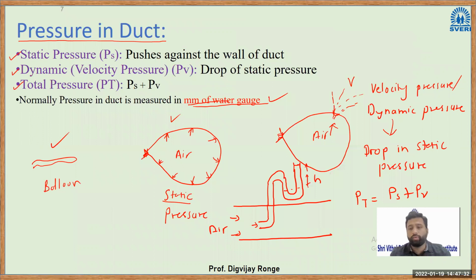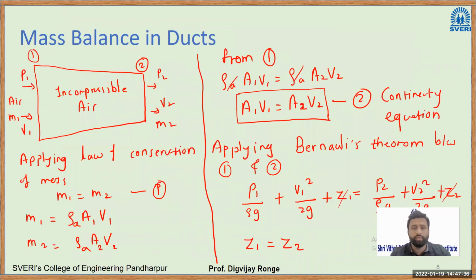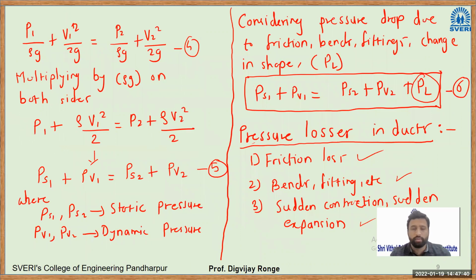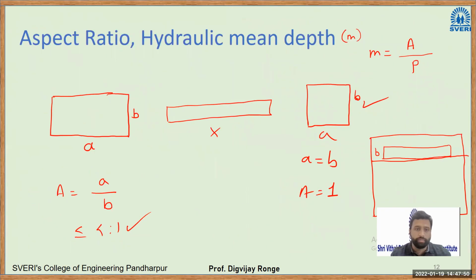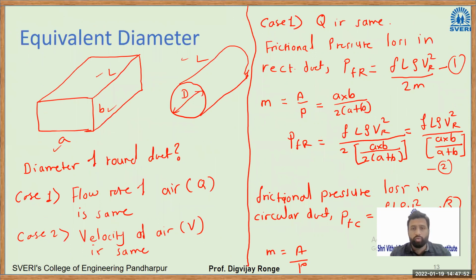Then there are two types of pressure, static pressure and dynamic pressure. We have applied mass balance and Bernoulli's theorem for the ducts. Then we have calculated frictional pressure losses for various cases, like for straight length, then for bends and fittings, and then for sudden contraction and sudden expansion. We have seen how to calculate equivalent diameter from a rectangular duct.